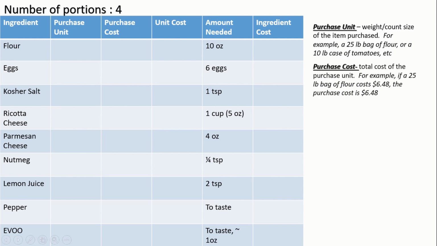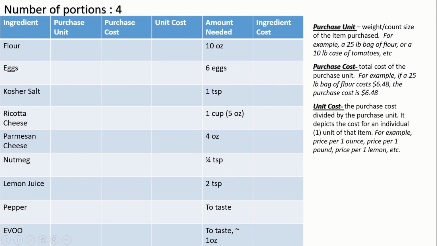Purchase cost is basically how much that package will cost you. So to go with our example with the 25-pound bag of flour, if a 25-pound bag of flour costs $6.48, then your purchase cost is going to be $6.48. Okay, the unit cost. If you've ever been at the grocery store and you see the price tag, and up in the corner, like in orange, is a little unit cost or the little number, that is the unit cost. Basically, it tells you how much that ingredient costs per a single unit of something.